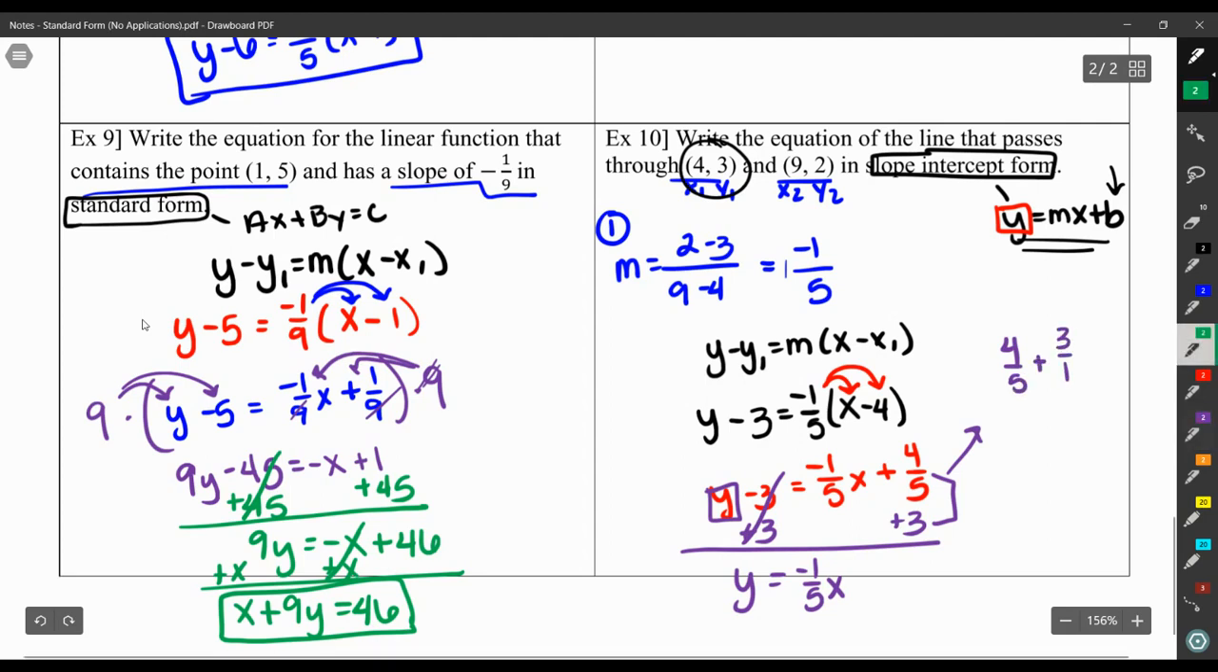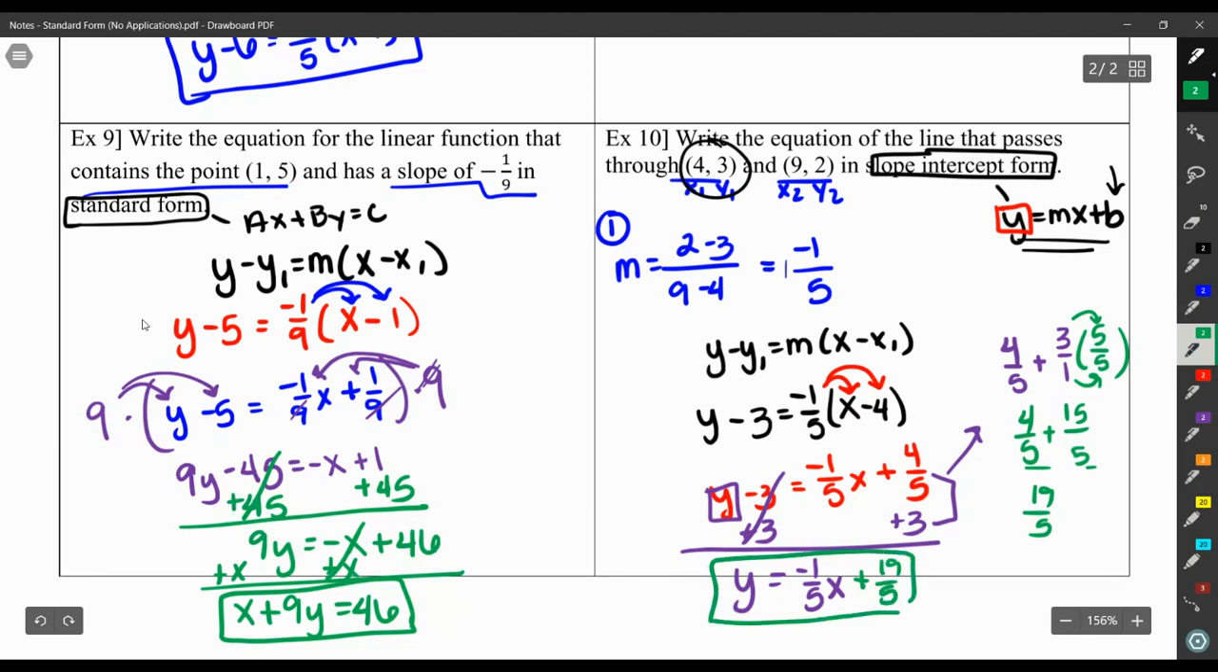So to add fractions, you need common denominators. So I need to multiply this by 5 over 5. So we get 4 over 5 plus 3 times 5 makes 15, 1 times 5 makes 5. And now that they're the same, we can add. So 4 plus 15 makes 19 over 5, which is the y-intercept. And that is your final line in slope-intercept form.